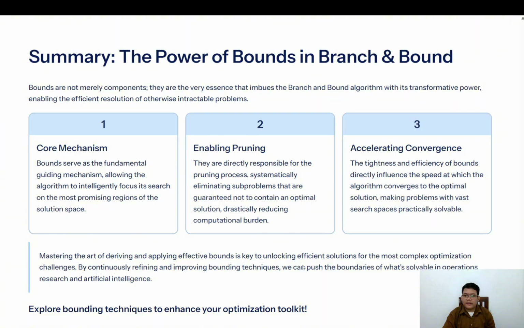Mastering and deploying effective bounds is key to unlocking efficient solutions for the most complex optimization challenges. By continuously refining and improving bounding techniques, you can push the boundaries of what is solvable in operations research and artificial intelligence.